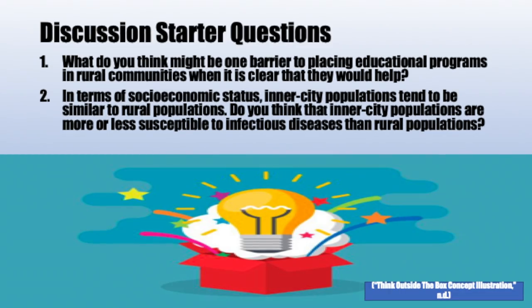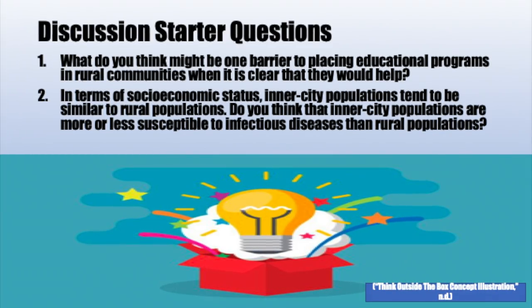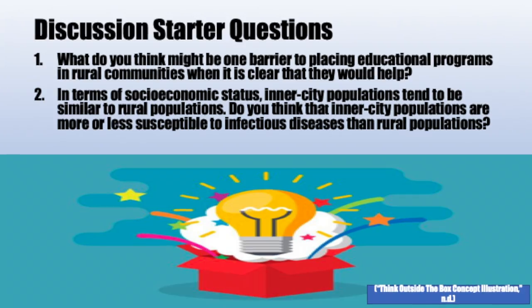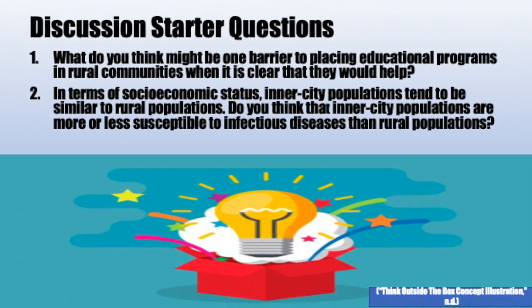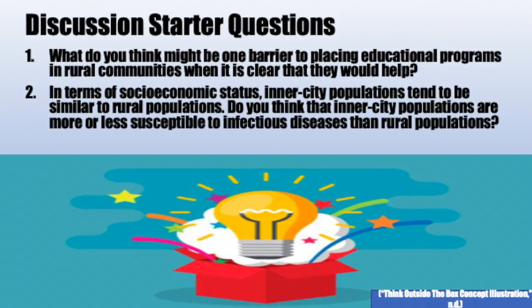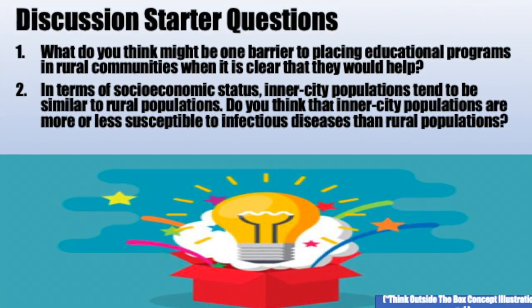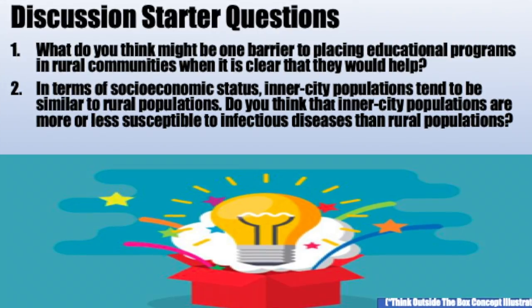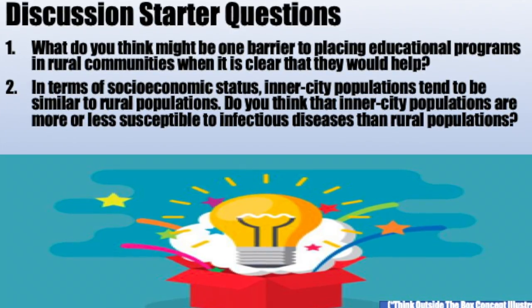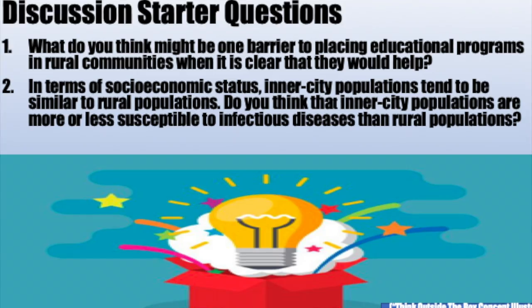So I'd like to end with some discussion questions. Number one, what do you think might be one barrier to placing educational programs in rural communities when it is clear that they would help? And number two, in terms of socioeconomic status, inner city populations tend to be similar to rural ones. Do you think that inner city populations are more or less susceptible to infectious diseases than the rural populations?